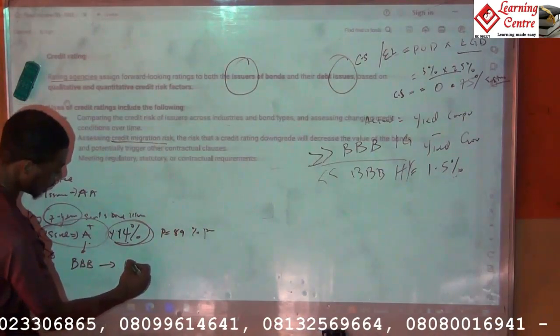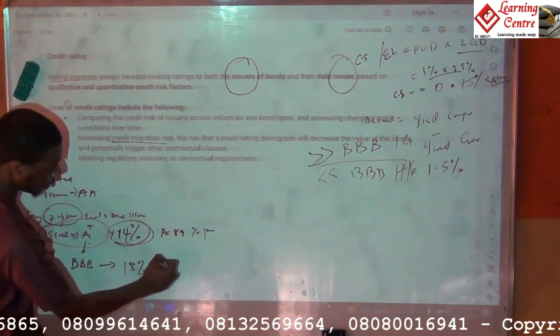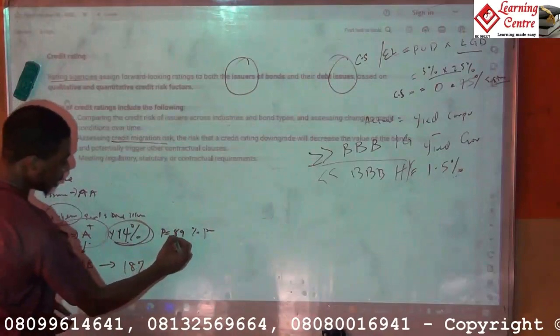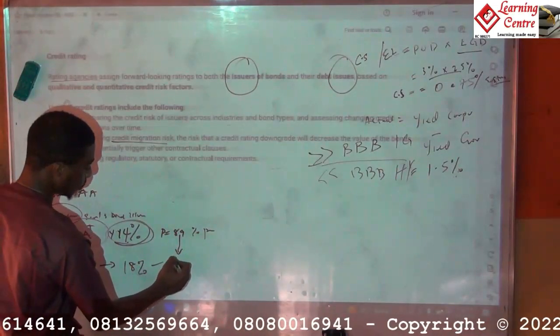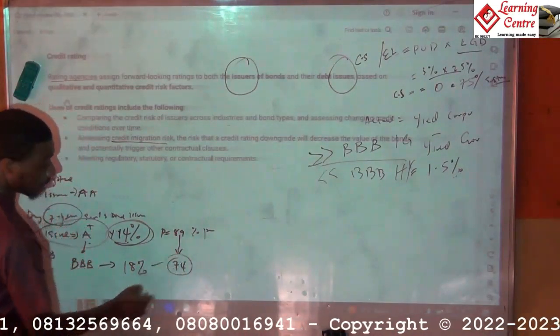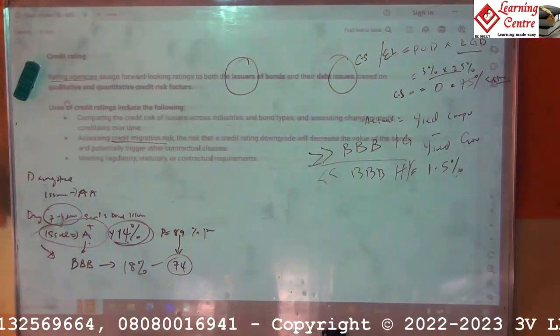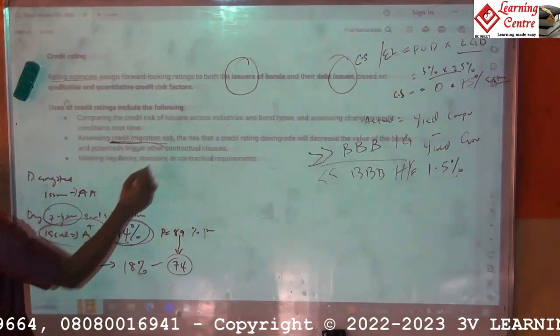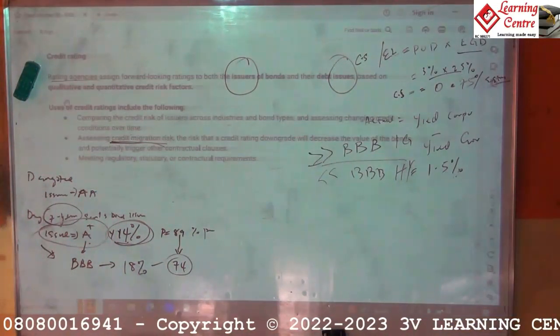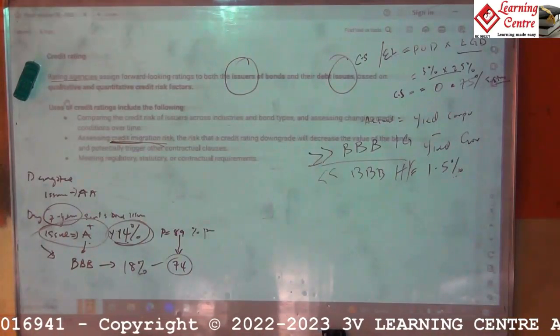If you go to like 18, the more you are holding in your portfolio, the value will go from 89 to 74. That's wow. That's the case, like millions. And that's why we are all tracking the rating of issuers.